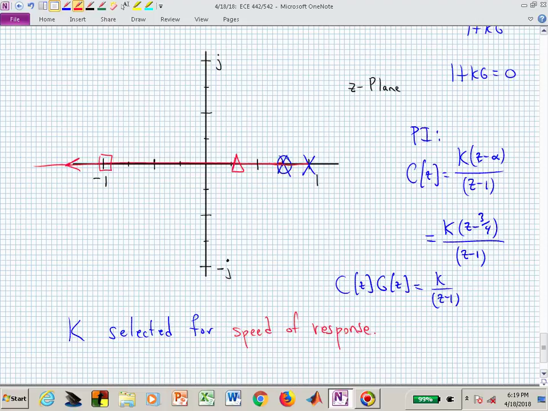You say, oh, I'm going to be the designer. I'm going to design that triangle here. You place it, then you solve for K, and now you're done. You now know what your closed loop poles are going to be doing.